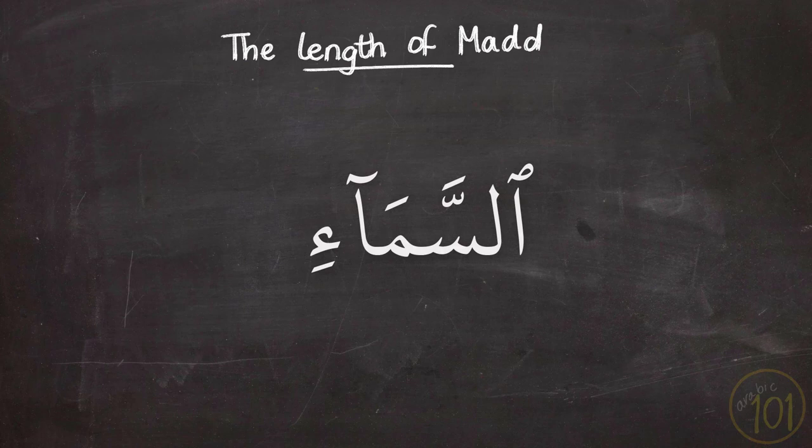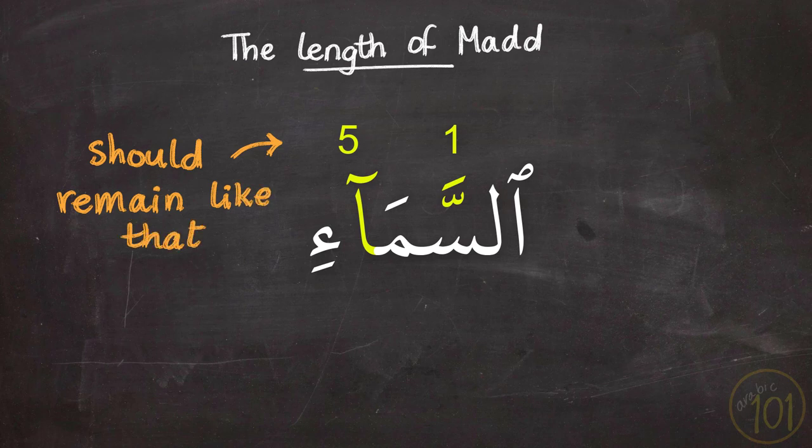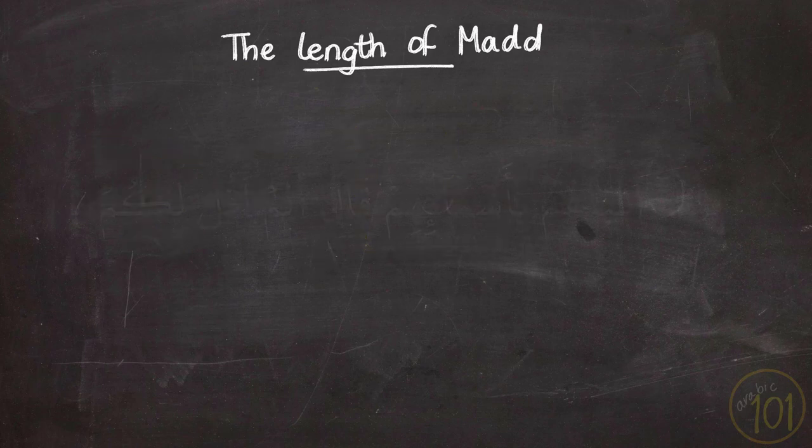So, taking this word as an example, the fatha on the sa here is one harakah when we say sa, and the mad of alif in the same word should be five harakat. So, the proportion here is 1 to 5 as it should be. This proportion should remain the same at all times, regardless of the speed of your recitation. So, this means if you pronounce the fatha faster or shorter, then the mad of five harakat in the same word will always sound faster or shorter because you're keeping the 1-to-5 ratio and because the mad is 5 times the short vowel.